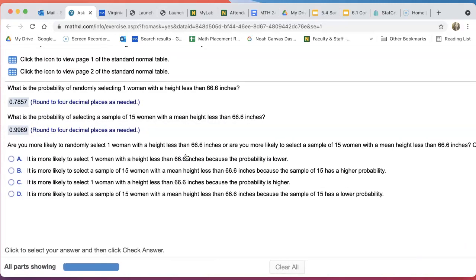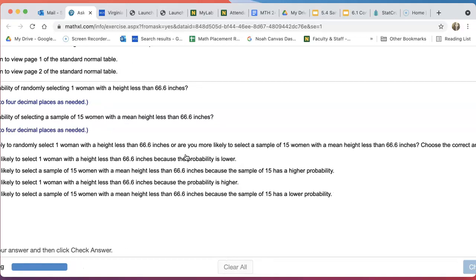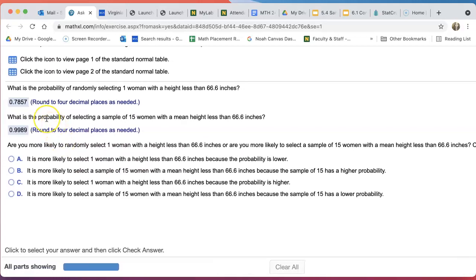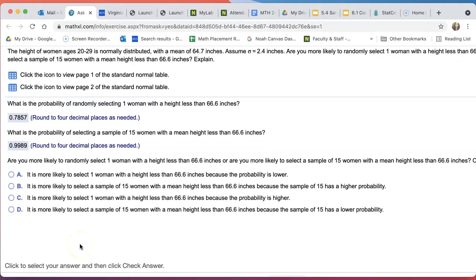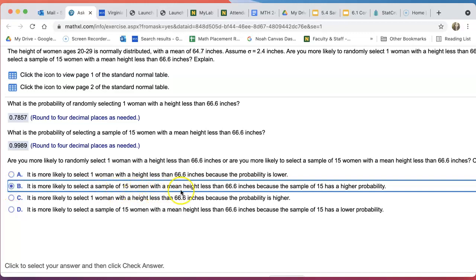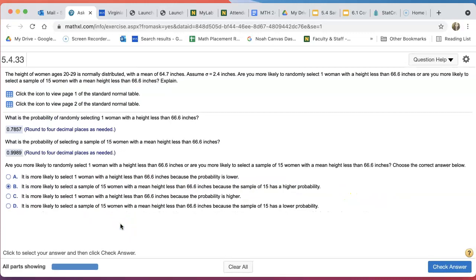Are you more likely to randomly select one woman with a height less than 66.6 inches, or are you more likely to select a sample of 15 women with a mean height less than 66.6 inches? The answer is the second one, because remember, we now need to compare these two probabilities: 78%, like 79%, and almost 100%. So it's more likely to select a sample of 15 women with a mean height less than 66.6 inches. It's wordy, but it's true because it has higher probability. So I'm going to check answer.